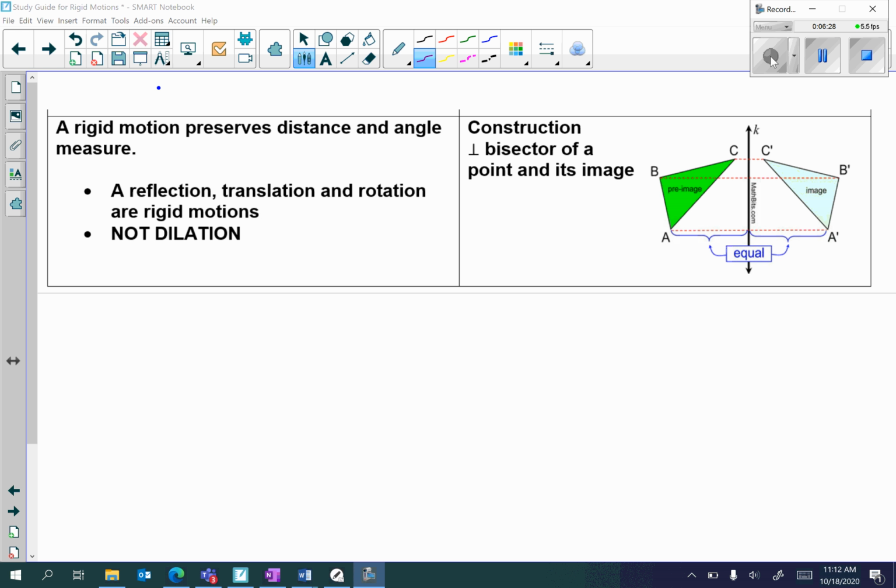And lastly, we have the construction of a perpendicular bisector of a point and its image. So here we have a line of reflection, and remember, with the line of reflection, it's the same distance from a point to the line of reflection and the corresponding point to the line of reflection.